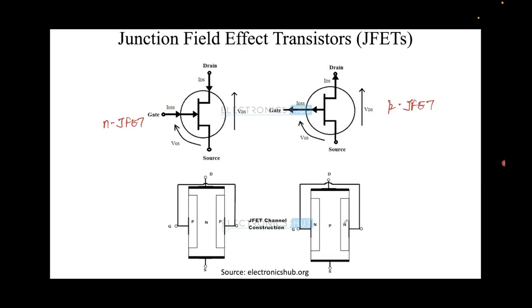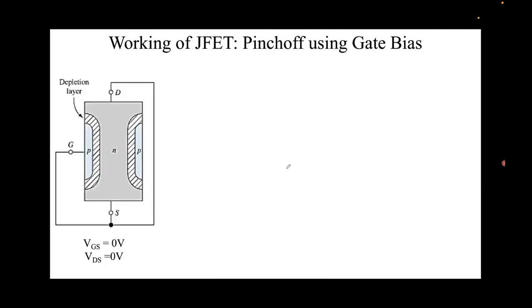Similarly for p-type, the gate is n-type and the drain and source are p-type, and the conduction will be due to the holes for PJFET. For our discussion we'll restrict ourselves to NJFET because the discussion remains the same, just the current direction is reversed. The physics behind these devices remains the same.